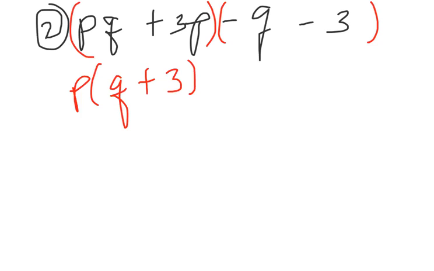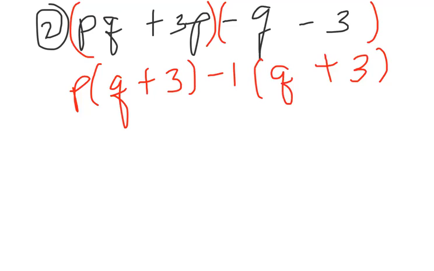In the second group, what do you notice? Both terms are negative, guys. So you can factor out a negative 1. If you take a negative Q divided by negative 1, that leaves you with positive Q. Or in other words, what do you multiply Q by to get negative Q? Same thing with the negative 3. That would leave you with a positive 3.